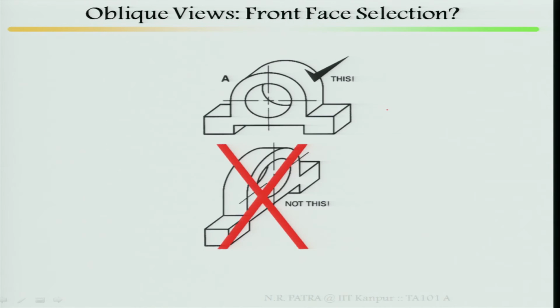Oblique views, front face selection. Look at your front face selection. I cannot select it in this way, this is my front face. Why? Because of curved features, or more curved features. Where there are curves, I can take that as the front face. So, this is the best way. This is your rule 1: contours of irregularity, or irregular faces, or maybe curved faces.